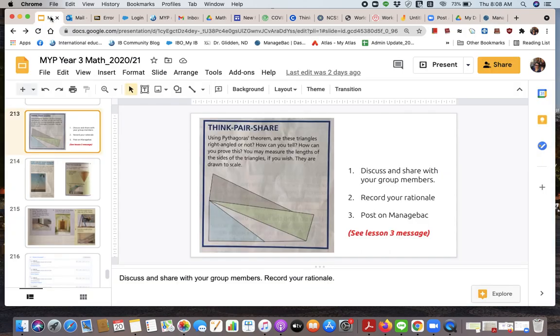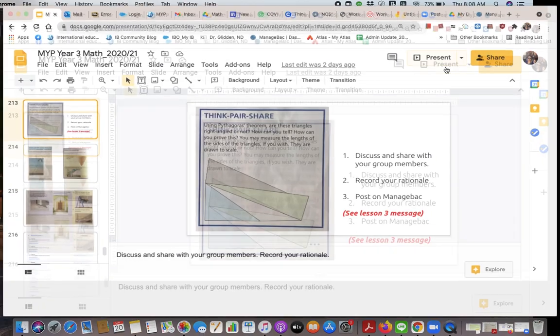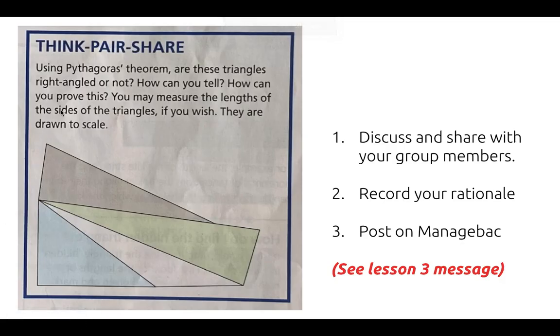Let's warm up with a Think, Pair, Share activity. Let's take a look at this image here. So here you see 4 different triangles. I want you to use Pythagorean theorem to think about, are these triangles right-angled or not? How can you tell? How can you prove that? You may measure the length of the sides of triangles if you want. They are actually drawn to scale.